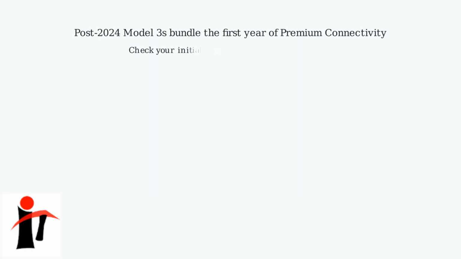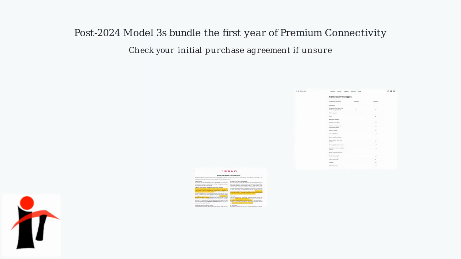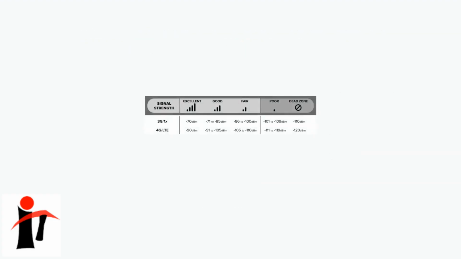Note that post-2024 Model 3s often bundle the first year of premium connectivity, so check your initial purchase agreement if you're unsure. If your subscription is active but LTE connectivity isn't working, start by checking your cellular signal strength. Weak signals in your area can cause connection drops and intermittent issues.